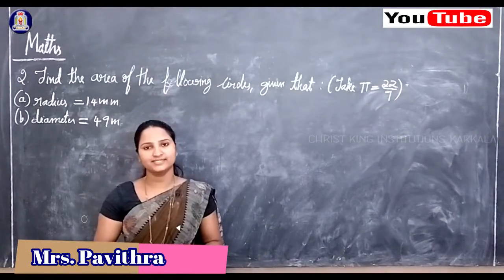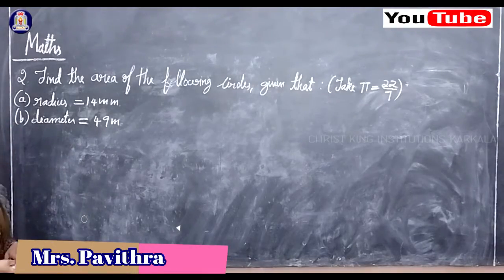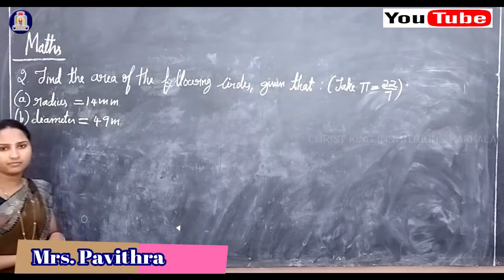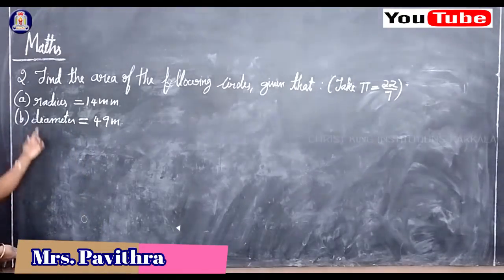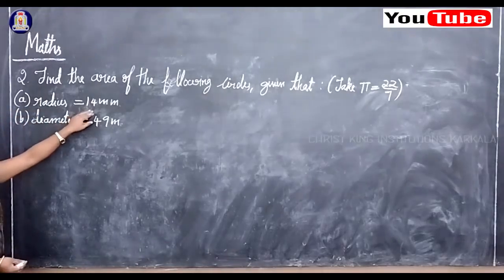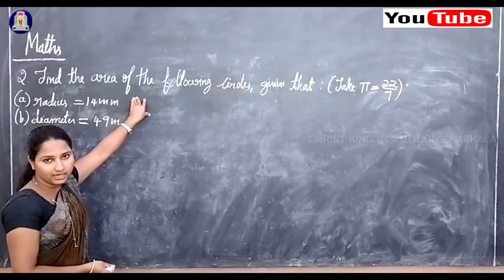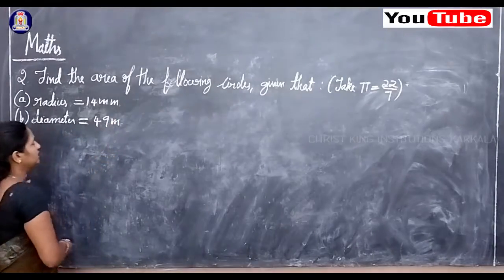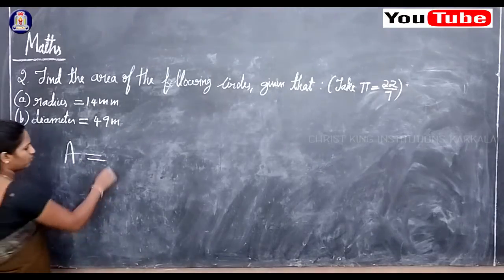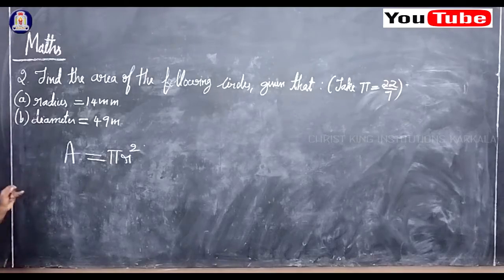Okay, second question, see like this. Find the area of the following circle given that pi is equal to 22 by 7. It is given, the pi value is given. So the question is you have to find the area if the radius is 14 millimeter. So we want to find the area of the circle. Clear? So to find the area of the circle we have to use one formula. A is equal to pi r square, pi into r square.